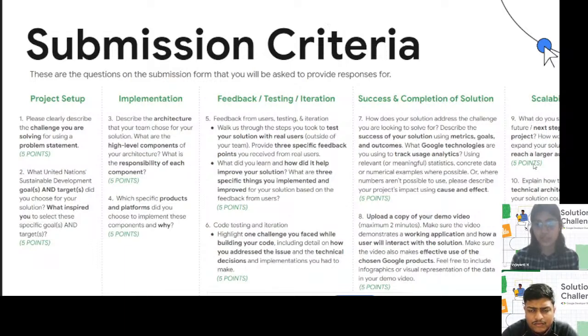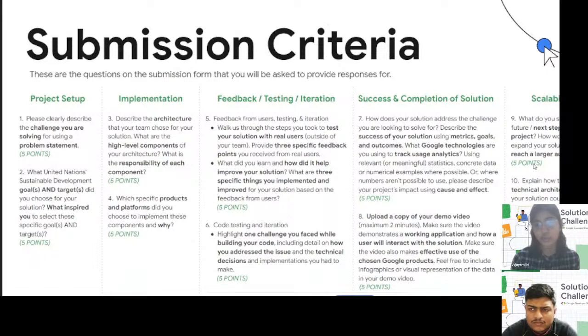Moving on to question number 7, describe the success of your solution using metrics, goals, and outcomes. What Google technologies are you using to track usage analysis? So, when you're building a solution, what is the point of building a product which is not accessible to anyone, which is not understandable by anyone? So, they're going to check if your solution is making a proper impact and is it able to reach a large number of target audience, because this challenge is not for a small rural area or for a small section of the society. It is a global event where your solution should be scalable to a larger number of audience.